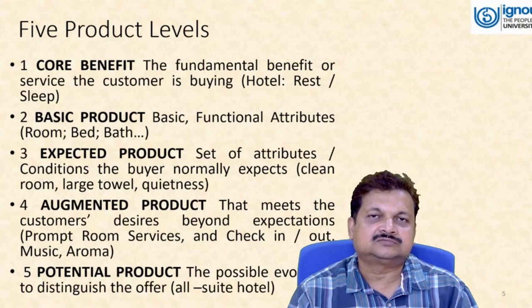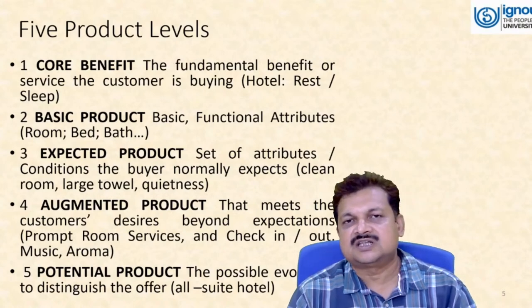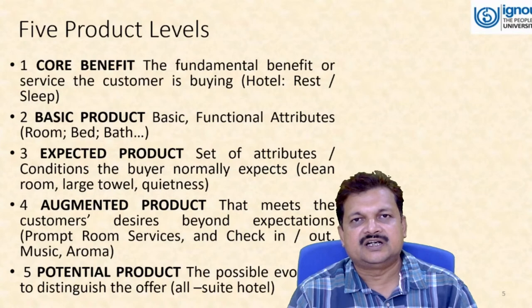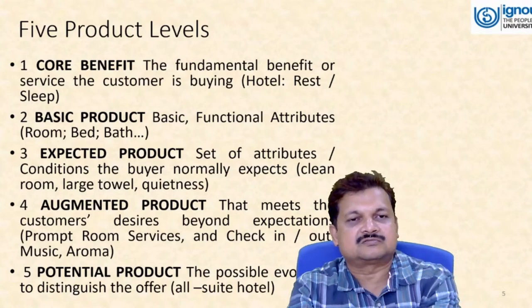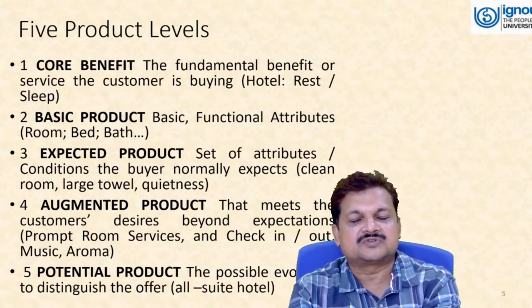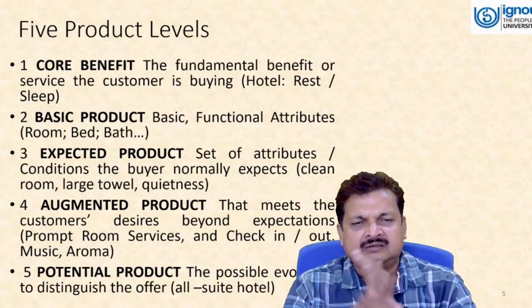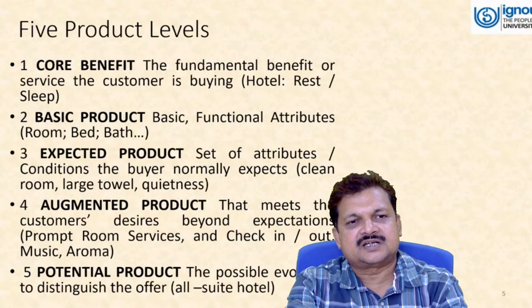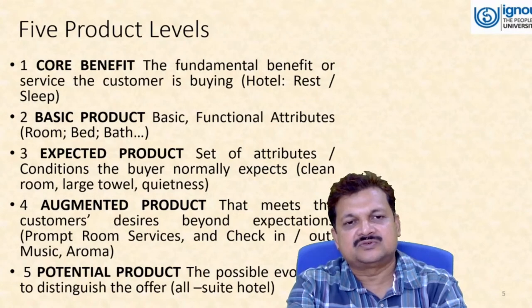The augmented product is where you want to see whether the interconnected connections, that is, the telephones, are there or not, when you make a call whether somebody is responding or not, and whether you may order food items inside your room or not. So these are the few things you need to see, that is the augmented one.